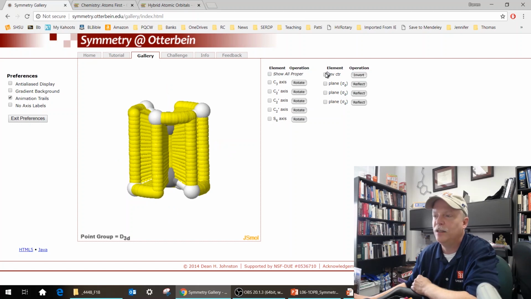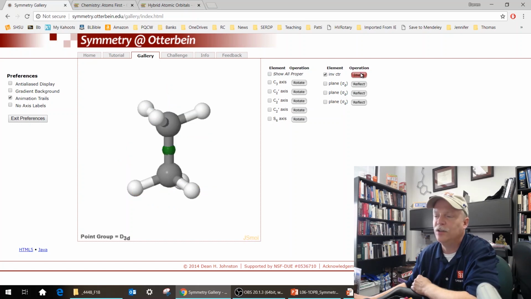Let's now talk about the inversion center. Inversion, for some reason, is confusing, although I don't know why. It shouldn't be confusing at all. Everything goes through the center of mass to the opposite side of the molecule. And you can see if a molecule has an inversion center if you just pick an atom, go through the center of mass, and is there a same kind of atom exactly the same distance away from the center of mass on the opposite side of the molecule.